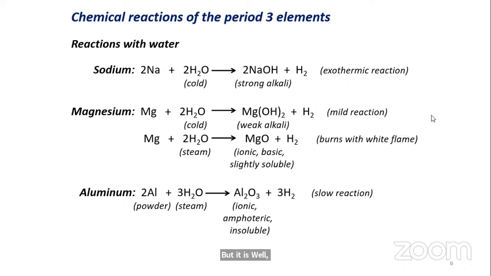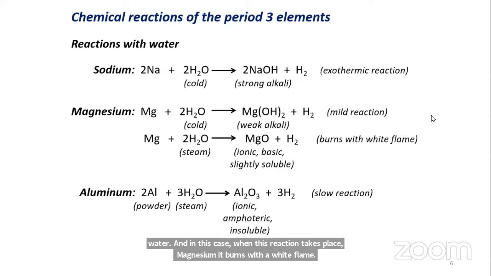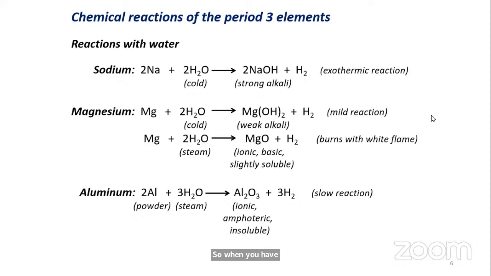But when magnesium reacts with steam, the reaction is almost spontaneous, and it gives us magnesium oxide. The magnesium oxide is an ionic oxide. It is a basic oxide, and it is only slightly soluble in water. When this reaction takes place, magnesium burns with a white flame. So when you have magnesium in the presence of steam, you observe a white flame, and that gives us magnesium oxide. All of them give you hydrogen as a gas. So that reaction involves the loss of hydrogen.